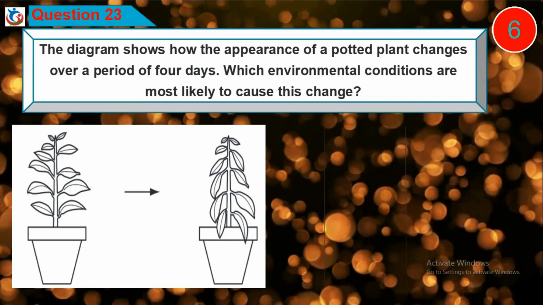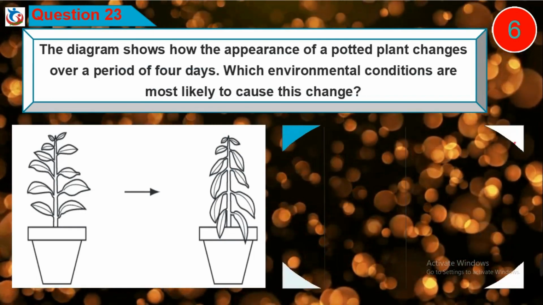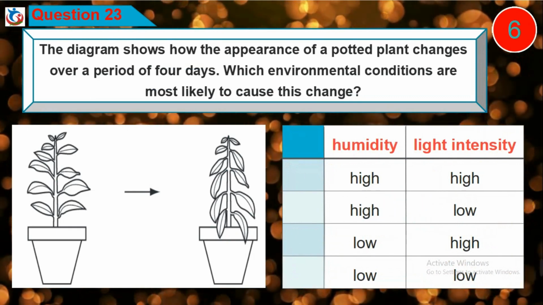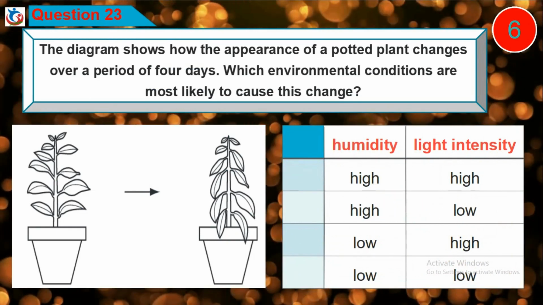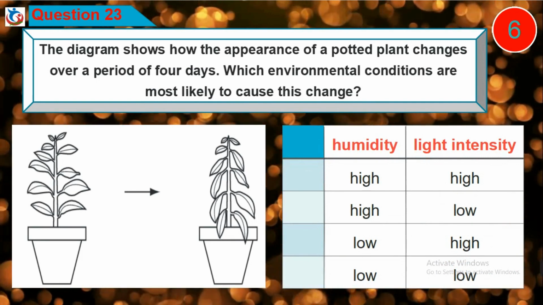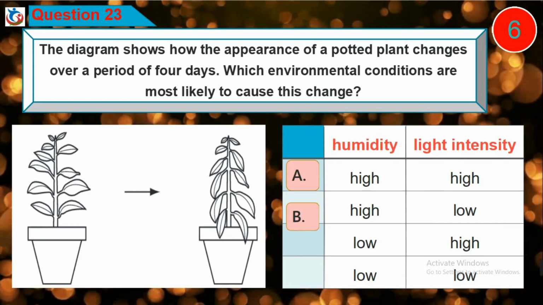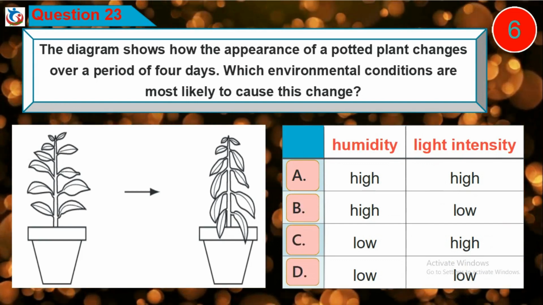Question 23. The diagram shows how the appearance of a potted plant changes over a period of 4 days. Which environmental conditions are most likely to cause this change? Is it option A, B, C, or D?